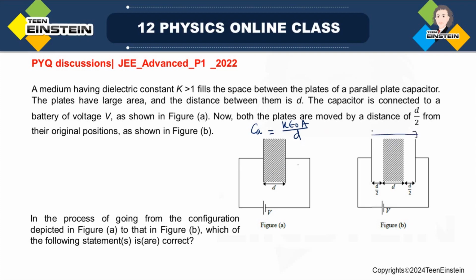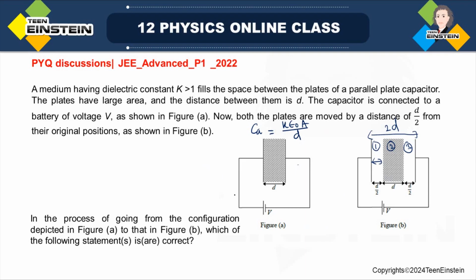Now I have total thickness 2D for the second configuration in figure B. Here I can consider that there are 3 dielectric materials inside the space between the plates of the capacitor. This is medium 2 and this is medium 3.